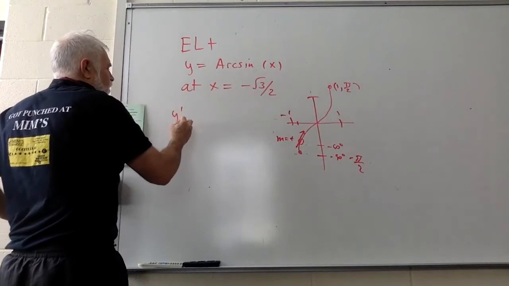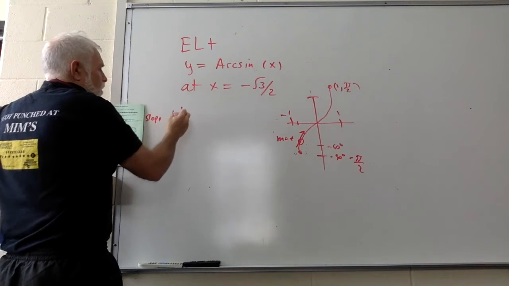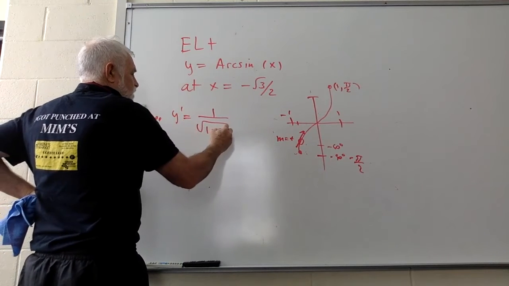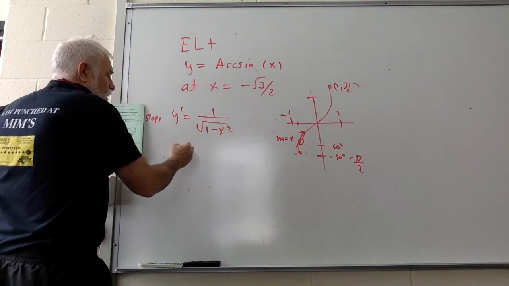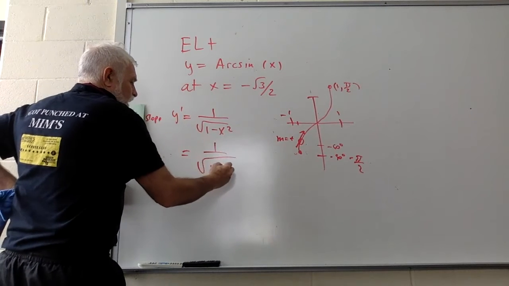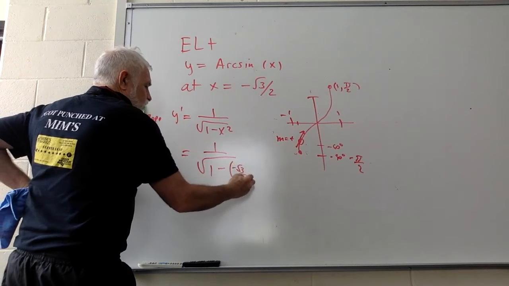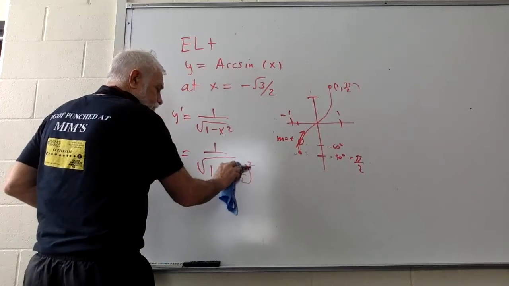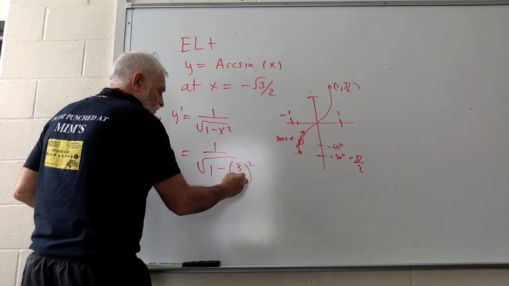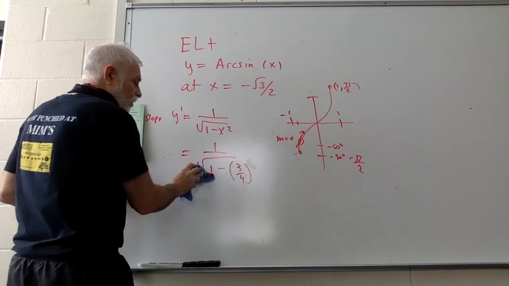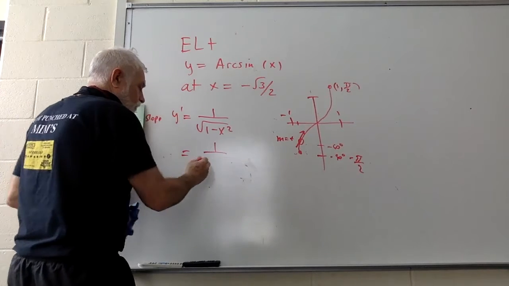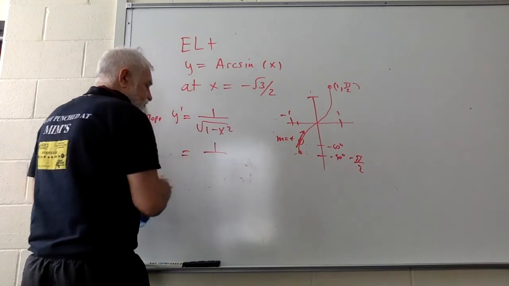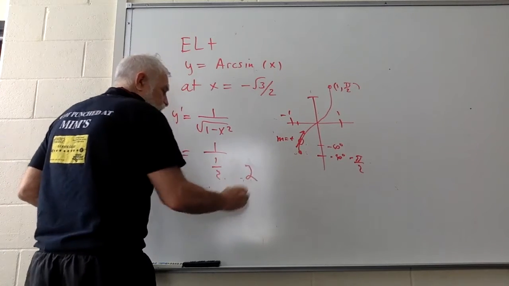Arc sine of x. We need y prime for slope at that instant. So y prime of x is 1 over the square root of 1 minus x squared. So let's find the slope right now. 1 over the square root of 1 minus negative root 3 over 2 squared. All right, so that's 3/4. After I square it, that's 1/4. Square root of 1/4, we did in class the other day, that's 1/2. I now know my slope is 2.